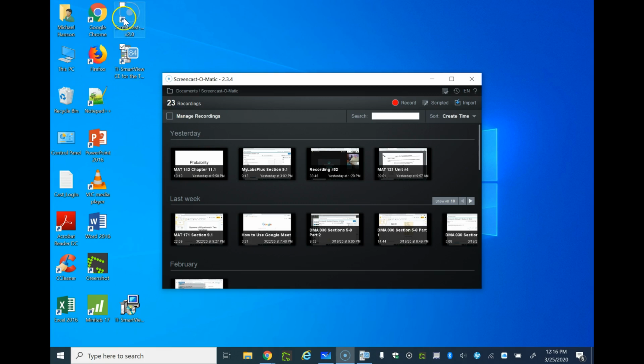Okay. So when you download it onto your computer, maybe they give you a free trial, which I think they do. You just go to Google and then go to Screencast-O-Matic and download it. And then here is mine downloaded here. So this is what it looks like up here. I'm going to hit this record button when it comes up.